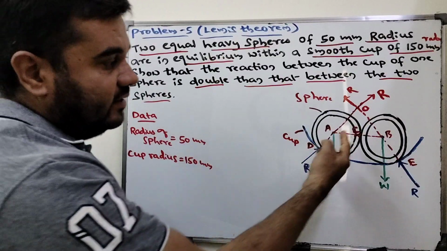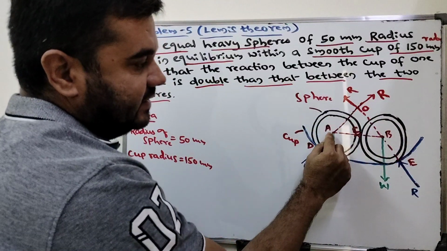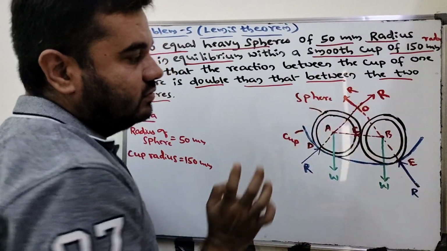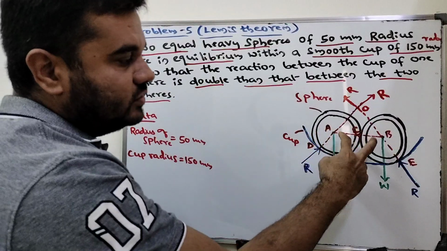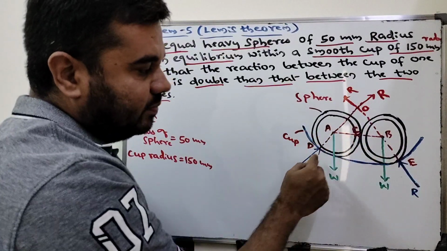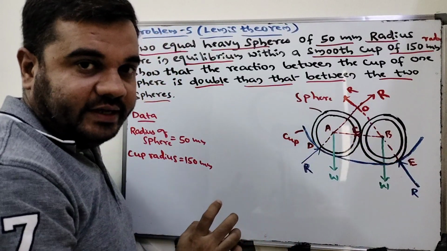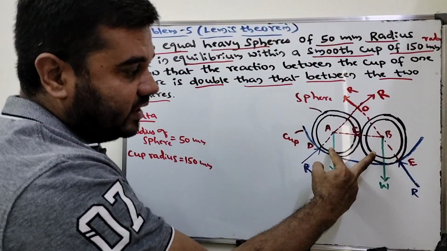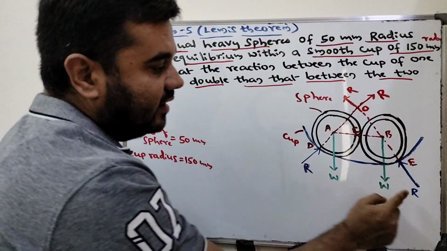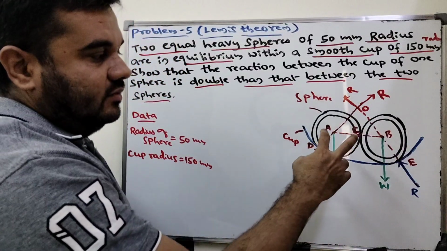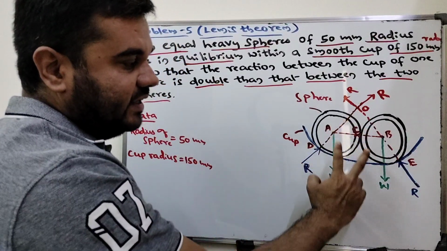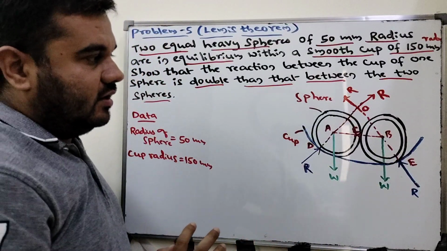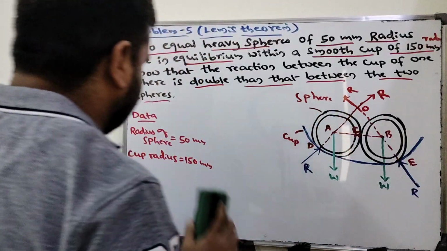Just once again I'll explain. The two spheres have centers A and B, and the center of the cup is O. These two spheres sit on a smooth cup at points D and E. Because of these contacts there is a reaction R here. And the weights of the spheres are downward, W here, W here. This is the diagram explanation.